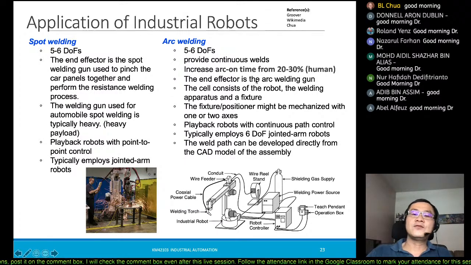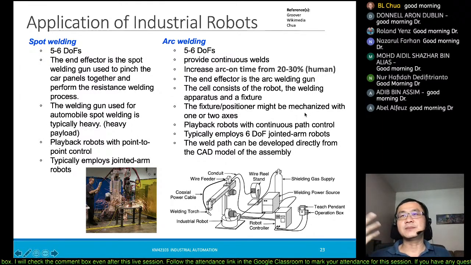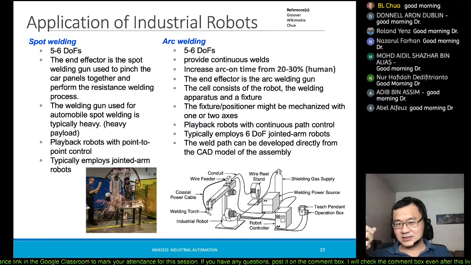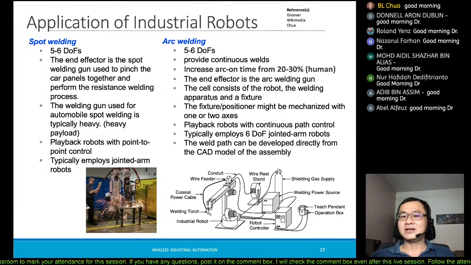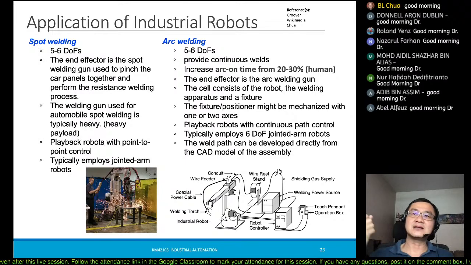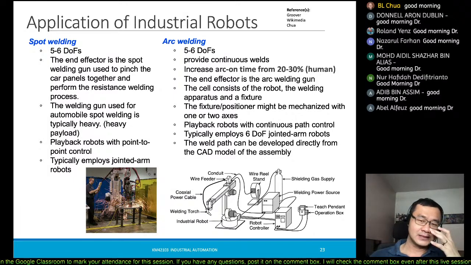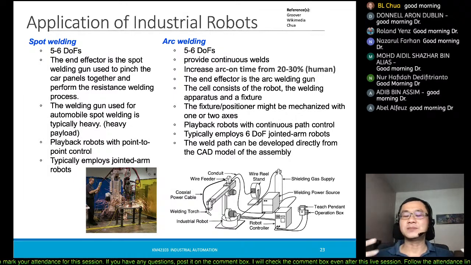Okay, the arc on time for a human is only about 20 to 30%. If you ask a human to do arc welding, they will only turn on the welding gun maybe 20% of their working time. If they work 1 hour, the time actually picking up the gun, locating the right positions and putting down the weld is only 20%. The rest is manipulating the object and other things.